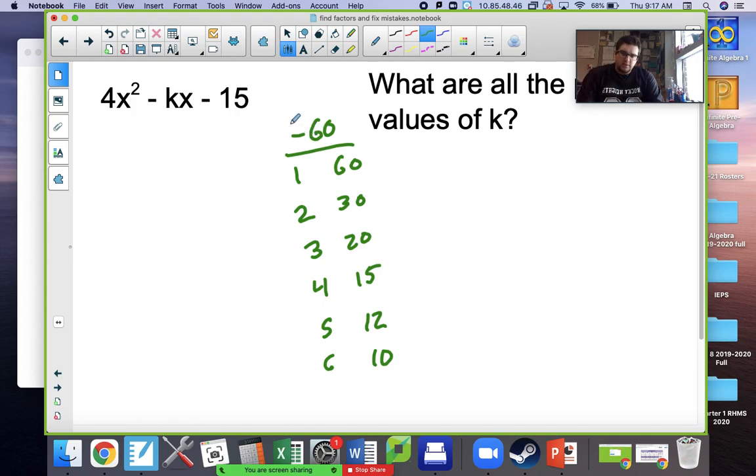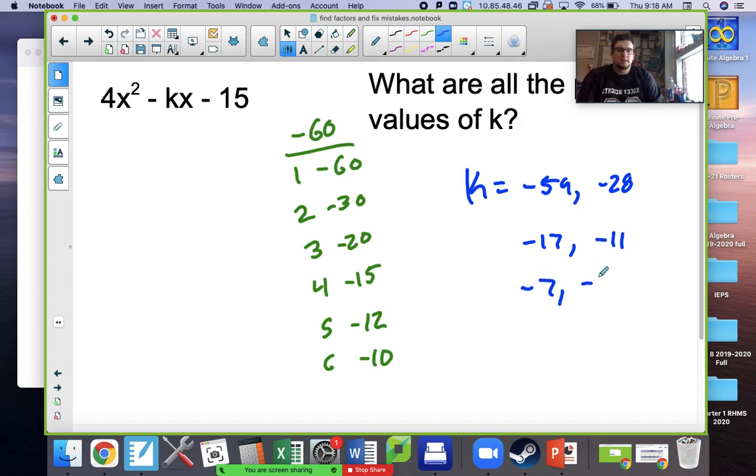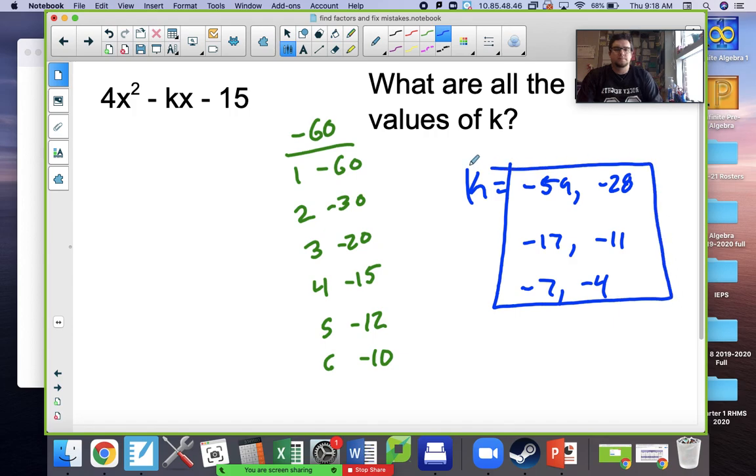They need to multiply to negative 60, and since the middle is negative, our larger number needs to be a negative number. So k on this one is allowed to be negative 59, negative 28, negative 17, negative 11, negative 7, and negative 4. So making a complete list can help you find any of the possible factors that could be in the middle for any of our problems.